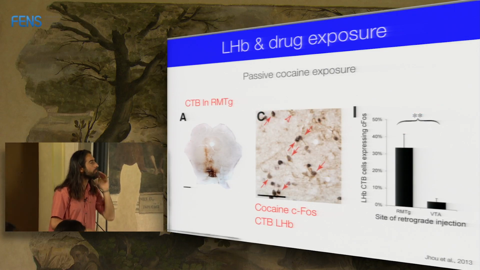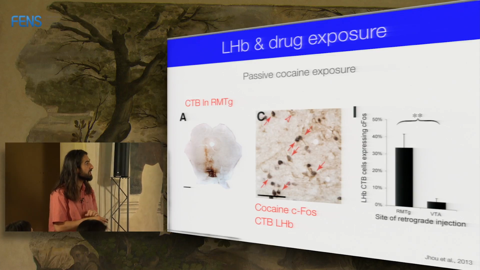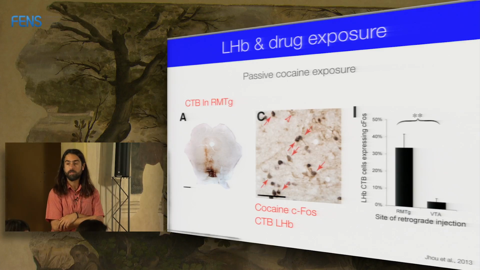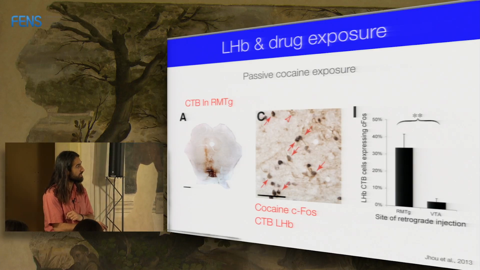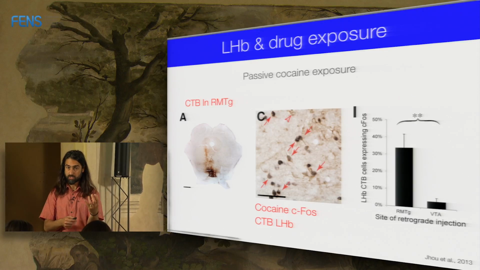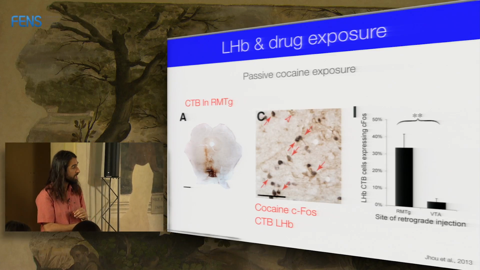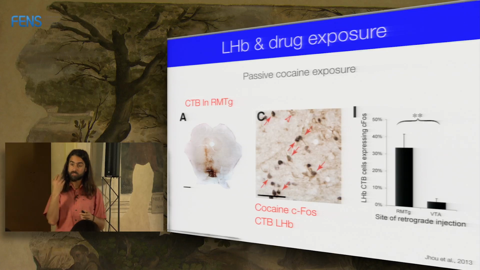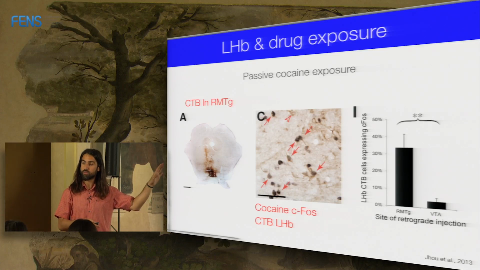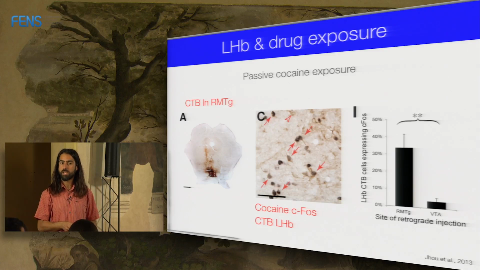So this is work from Tom Jhou, and what they did here is they were passively injecting animals with cocaine. Then they looked at c-Fos expression in the lateral habenula, and what they did previously was to inject cholera toxin B in the rostromedial tegmental nucleus, which is the GABAergic nucleus receiving the terminals from the lateral habenula. In this way, they could trace back these lateral habenular neurons. They injected the retrograde tracer in the RMTg and in the VTA. And the finding was the following: c-Fos expression in the lateral habenula was mainly in those neurons projecting to the RMTg, but not the VTA.